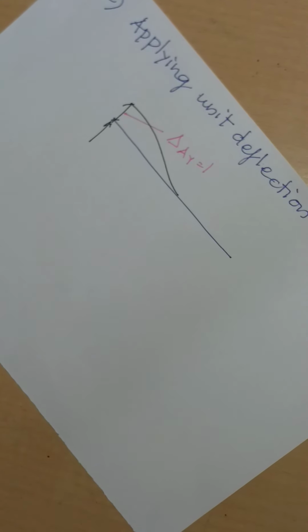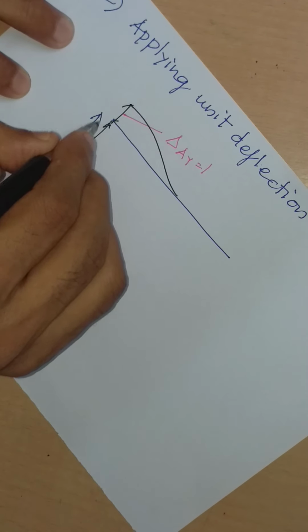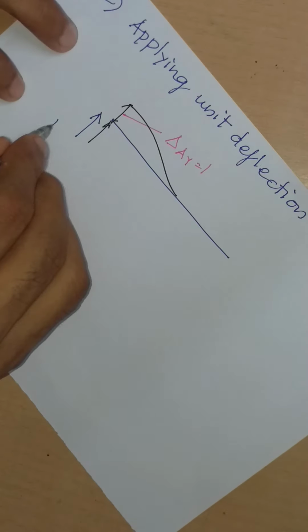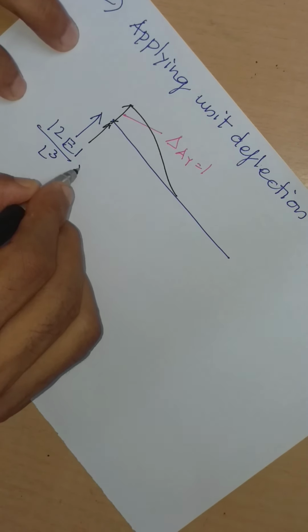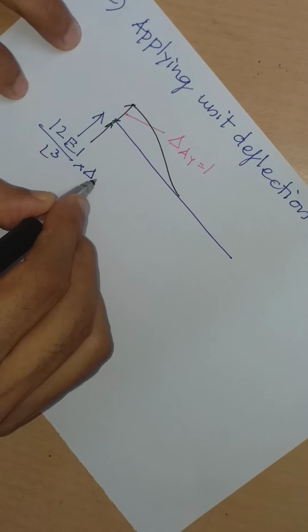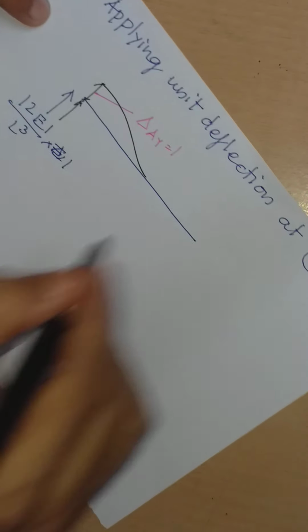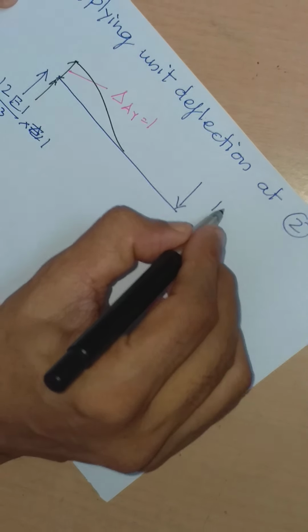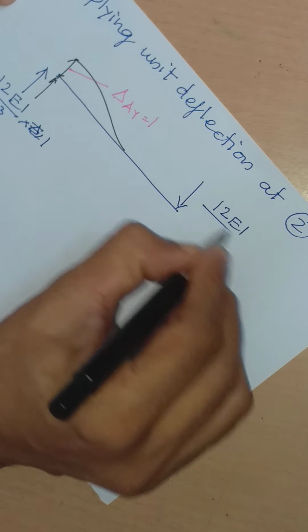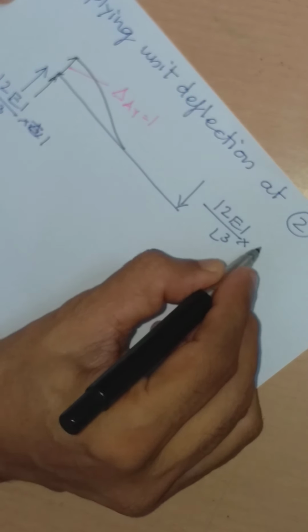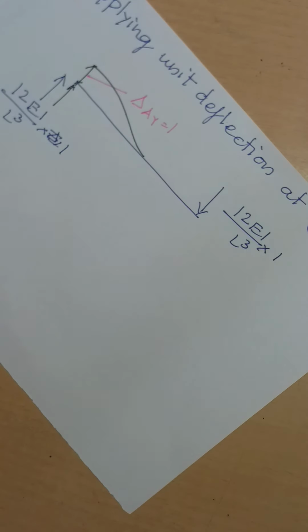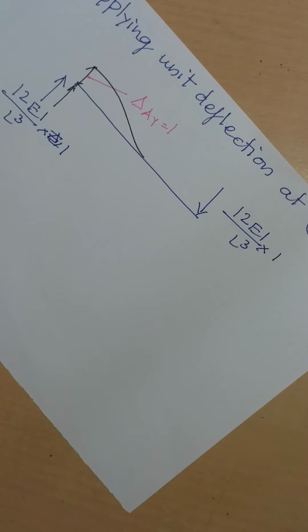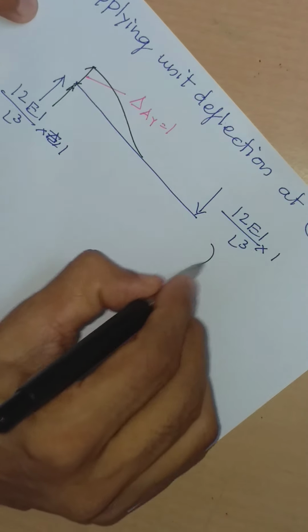So what are the various forces that are required to cause this? The first force, we have seen it in our earlier discussion, is 12 EI upon L cube into delta AY, that is equal to 1. Second force is 12 EI upon L cube into delta, that is equal to 1. And since these two will try to rotate in clockwise direction, there must be a set of anti-clockwise forces like this.